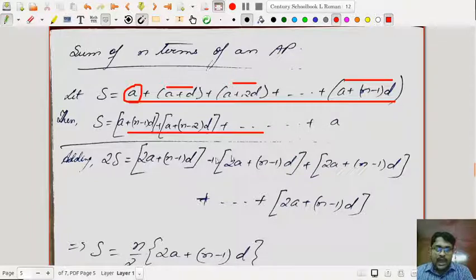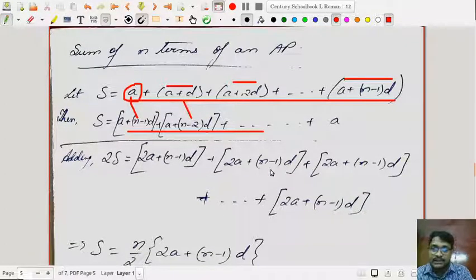And then you add both sides. Here S plus S is 2S, and if you add these two you will get 2a plus (n minus 1) into d. N minus 2 plus 1 is n minus 1, into d. So you keep on adding each term with the next one, and each time you will get 2a plus (n minus 1) into d.